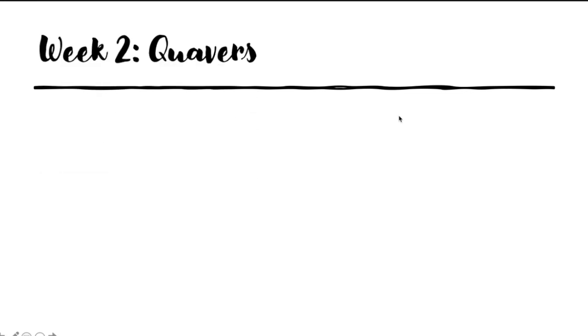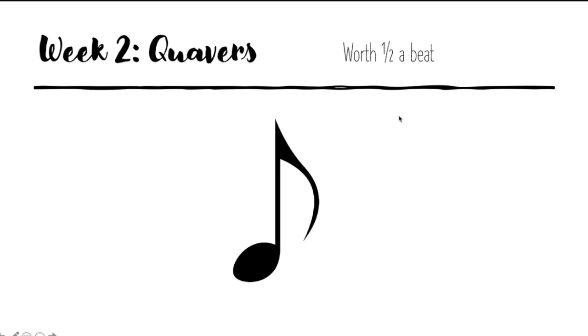In week 2, we discovered the quaver. Now the quaver is the shortest note that we have learnt so far. It's worth half of a beat. And if you can do your maths, you will be able to work out that a quaver is half of a crotchet, as we know that a crotchet is worth 1 full beat, and half of 1 is a half.